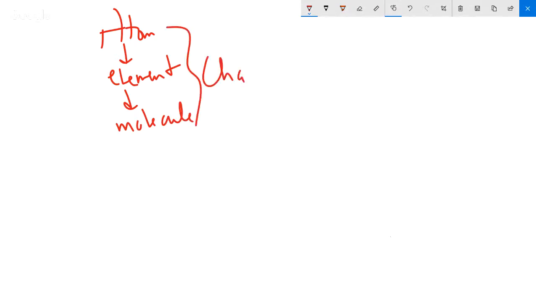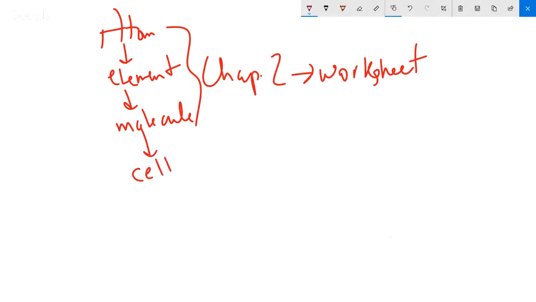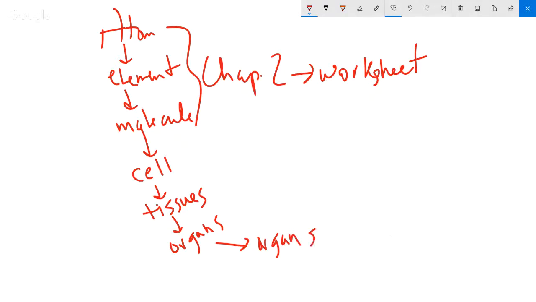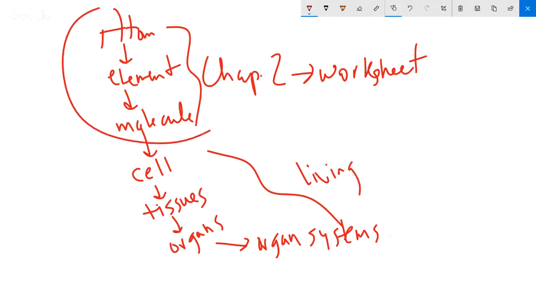This was the beginning of chapter 2, and we did a worksheet on this just to learn the basic features, pieces and parts. Then we talked about how molecules can be put together in a specific way to form the living basic unit of life, the cell. When you have common cells put together, you have tissues; common tissues put together make organs; and common organs put together make organ systems. This is where we're headed for the rest of the semester, and these are the living parts. So the beginning of the chapter covered this.